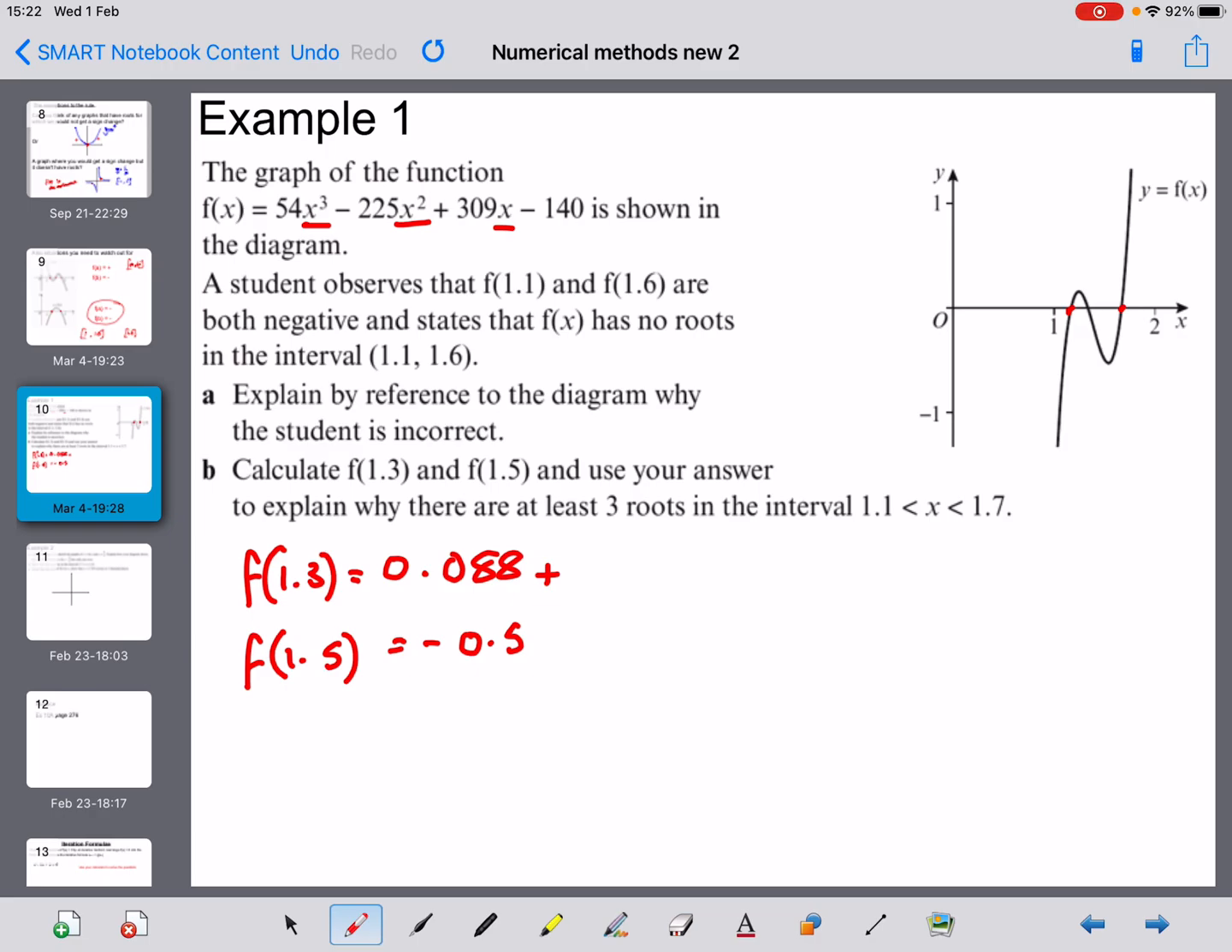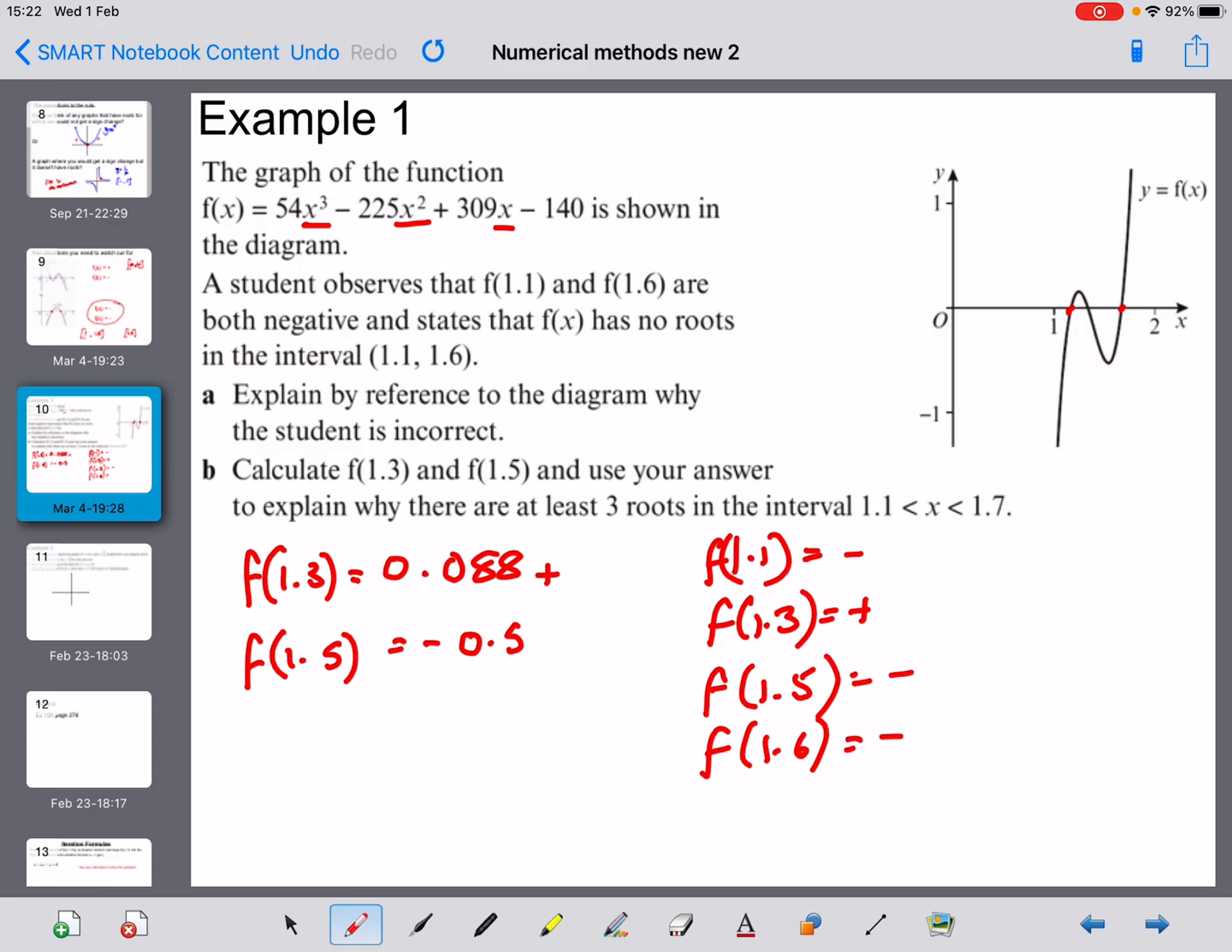Okay, so what have we got? We know f of 1.1, the student observes, is negative. So it's negative. F of 1.3 is positive. F of 1.5 is negative. F of 1.6, the student observes, is negative.